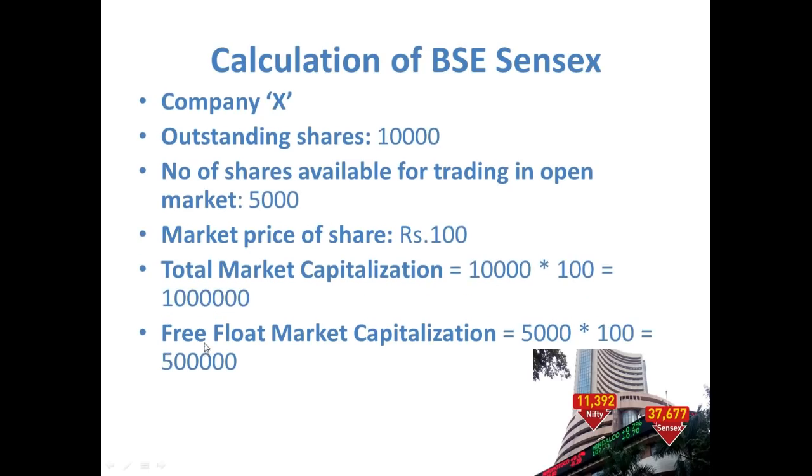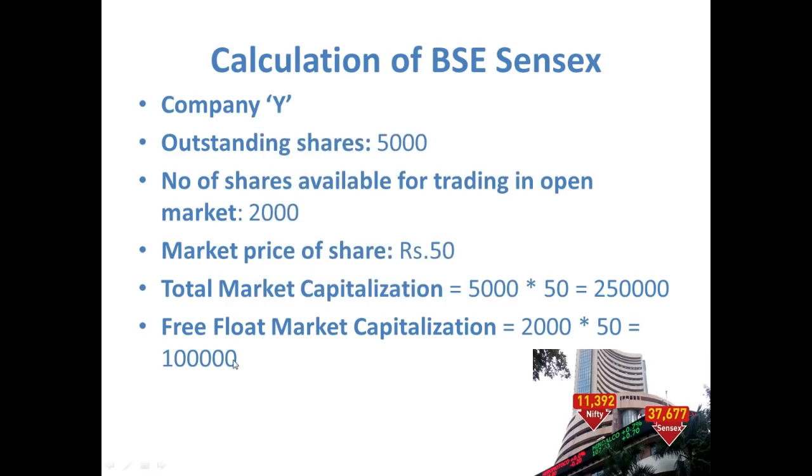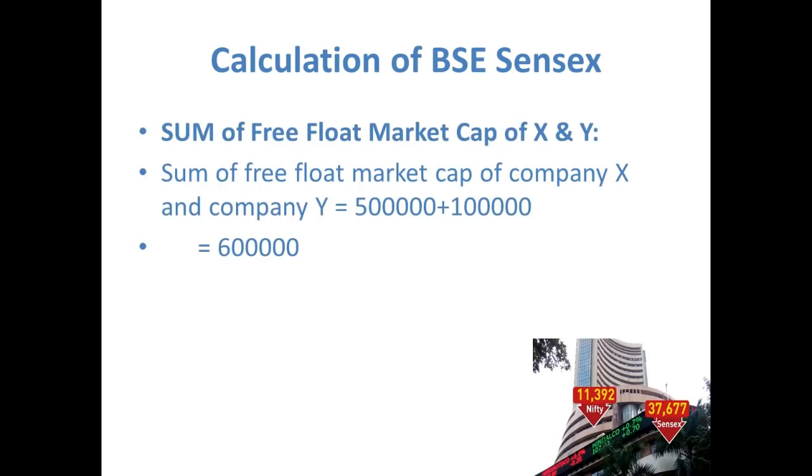So as we have just seen how we calculate the free float market capitalization of company X, and how we calculated the free float market capitalization of company Y. Now we'll move further to understand this. We will take the sum of both the free float market capitalizations, that is 5 lakhs plus 1 lakh. The total free float market capitalization of the two companies X and Y is 6 lakhs.